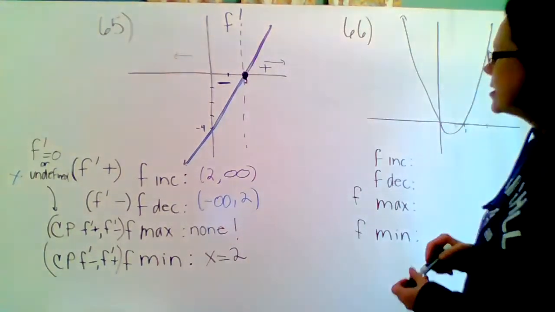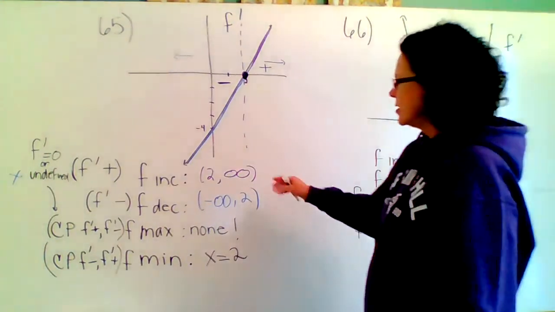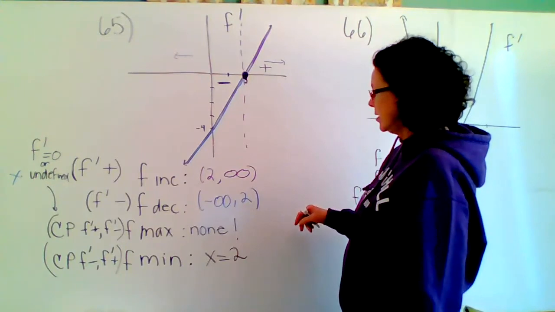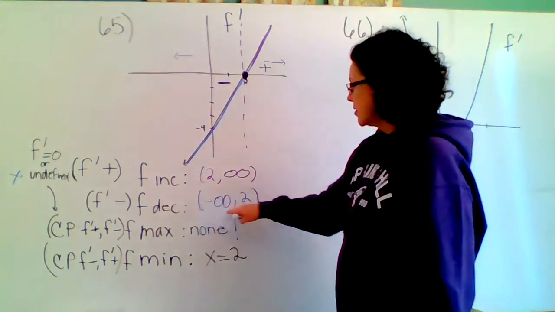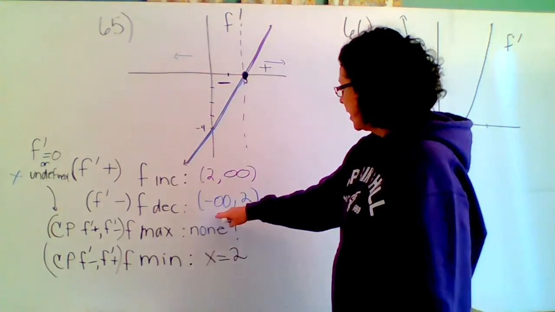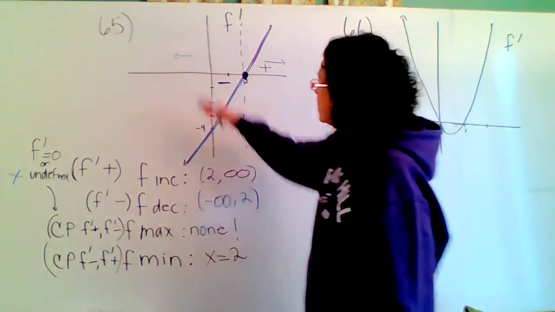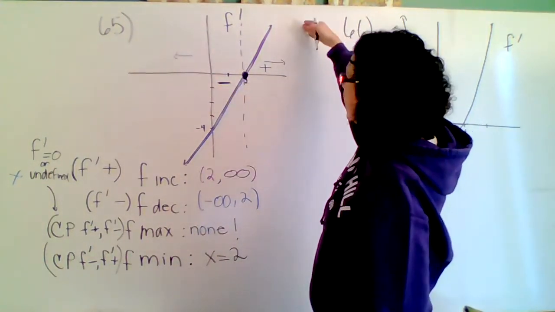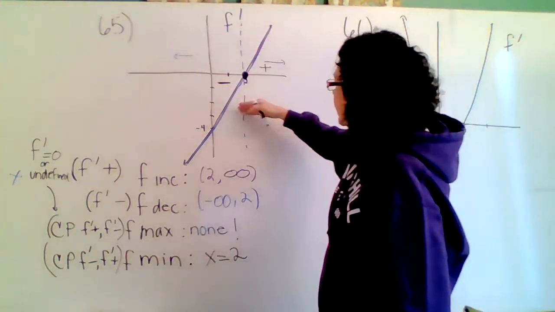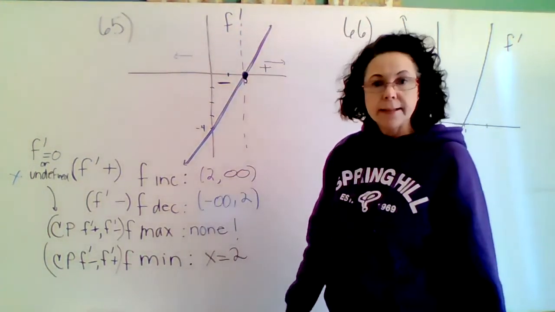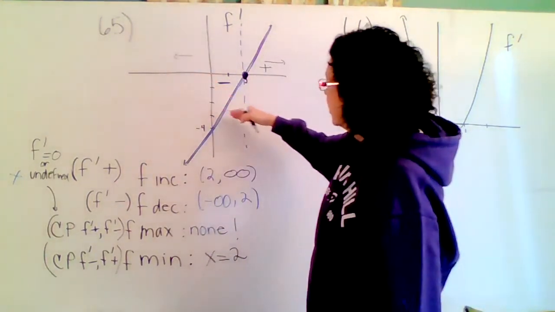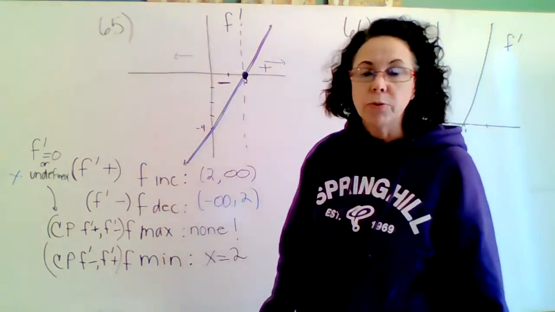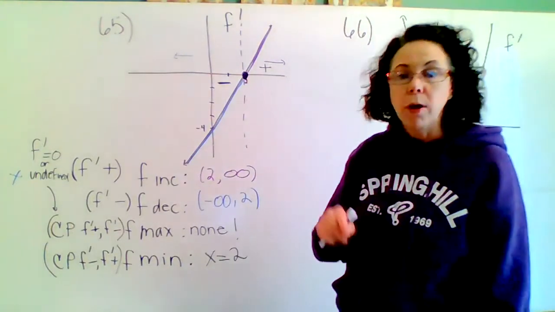So notice this kind of makes sense too. What they're saying is there's a function that's decreasing from negative infinity to 2, then it hits a minimum, and then it starts increasing again from 2 to infinity. Notice the shape I just made is a parabola, which totally makes sense. If I had an original function that was a parabola with a degree of 2, its derivative by the power rule would be a line because it has a power of 1.